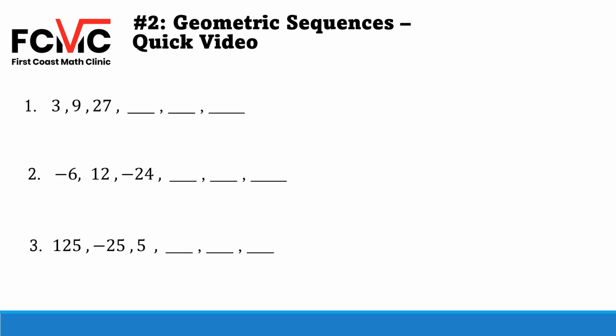Let's get into this. So for our sequences, we know we're multiplying each term by a consecutive value. So let's figure out what our pattern is for each of these. Starting with number 1, so we've got 3, 9, 27. So this is our 0th term, our first term, our second term. So an easy way to do that is we could take our first term divided by our 0th term. So 9 divided by 3 gives us 3. So our pattern is going to be 3.